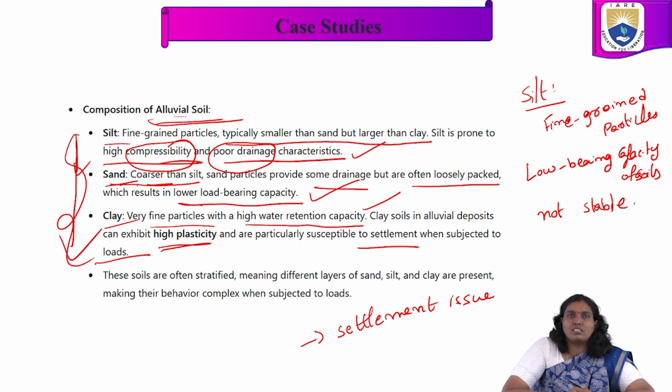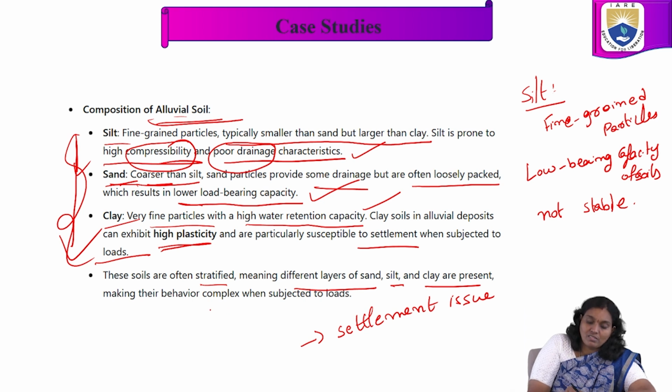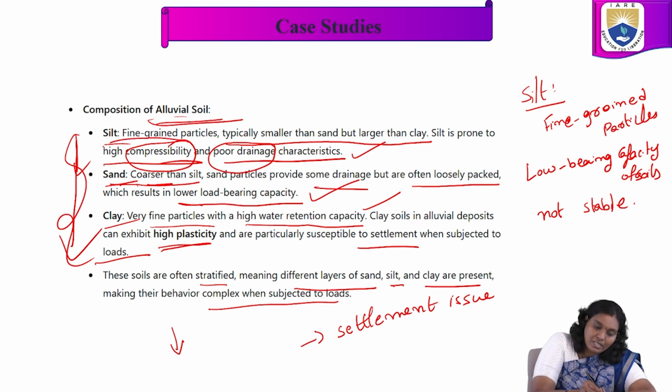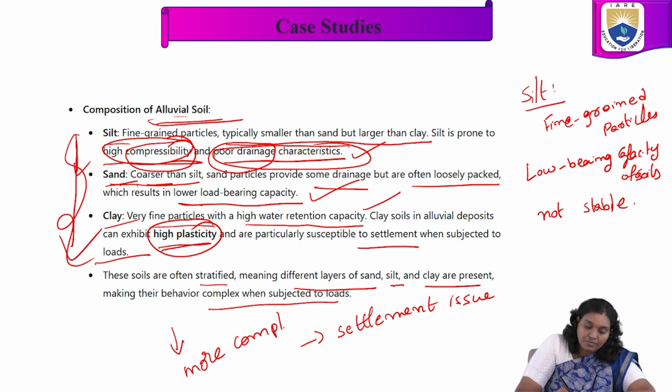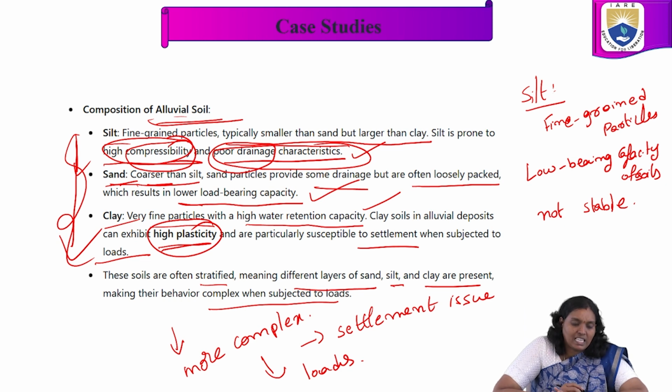These soils are often stratified, meaning different layers of sand, silt and clay are present, making their behavior more complex when subjected to loads. So whenever we are applying loads, the high compressibility, the poor drainage characteristics and the plasticity nature give more complex situations because of the load conditions. So these kinds of compositions are involved in this alluvial soil.